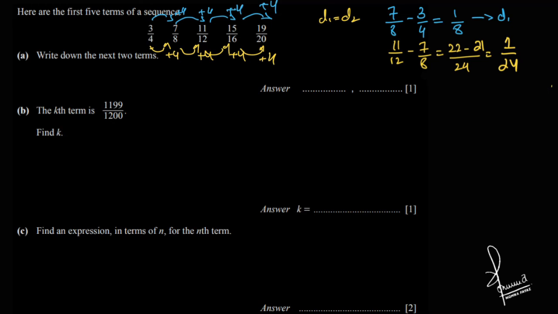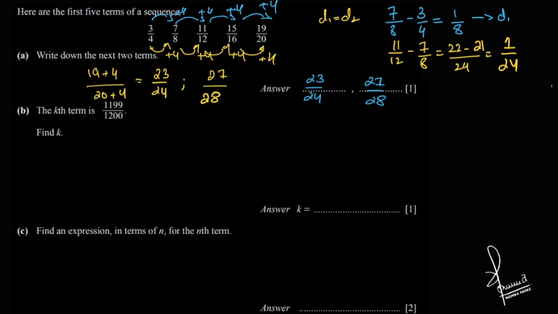Now the question is, write down the next two terms. For the next two terms, the numerator will be 19 plus 4, and the denominator will be 20 plus 4. So the next term will be 23 over 24. Similarly, the next term is going to be 23 plus 4 in the numerator, which is 27, and 24 plus 4 in the denominator, which is 28. So the next two terms are 23 over 24, and the next term is going to be 27 over 28.